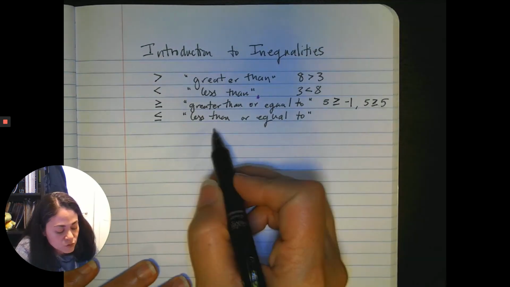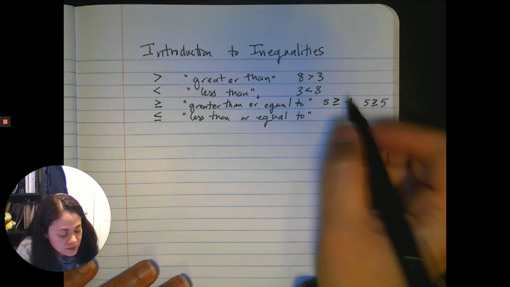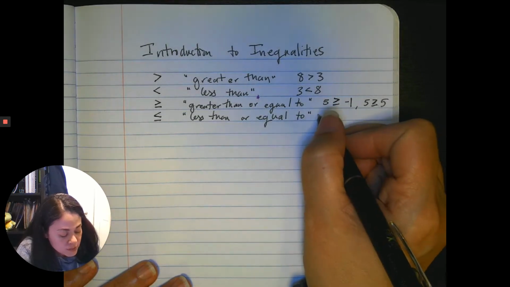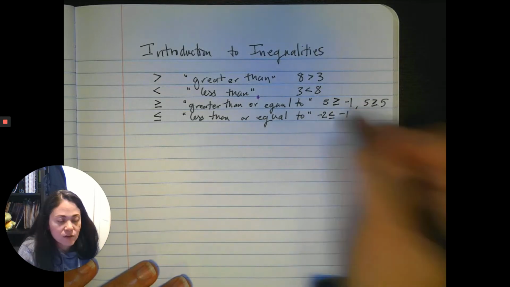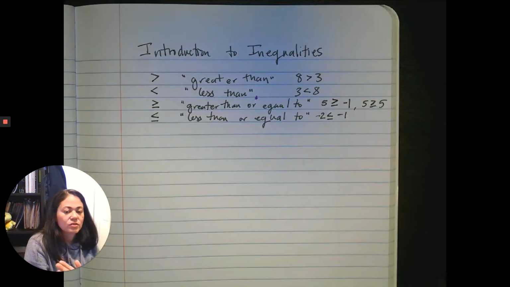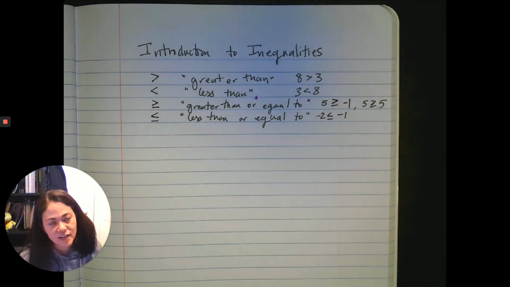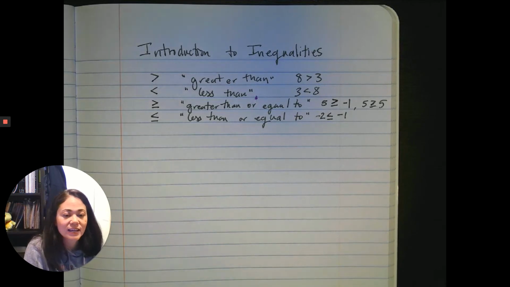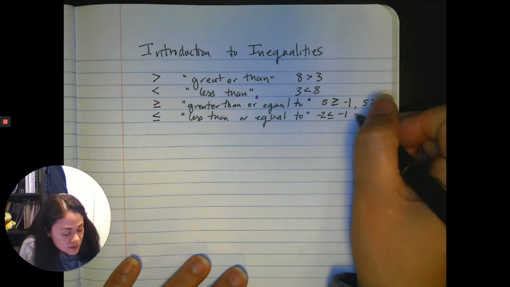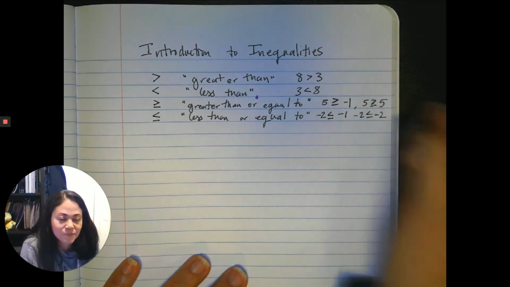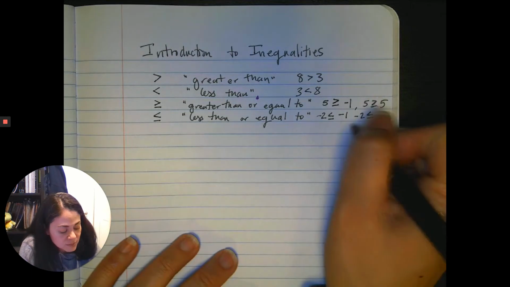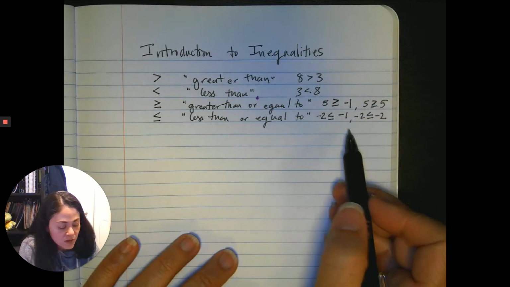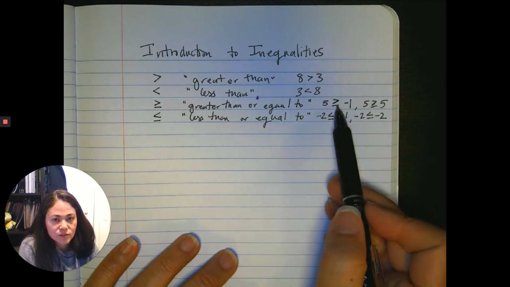Then the same thing is true for less than. You could say that -2 is less than or equal to -1, right? Because -2 is further down the line in the negative direction on the number line. So -2 is less than -1. But it also would be true that -2 is less than or equal to -2, right? Because it has that option of being equal to. So both of these statements are true for the less than or equal to symbol, and both of these statements are true for the greater than or equal to statement.